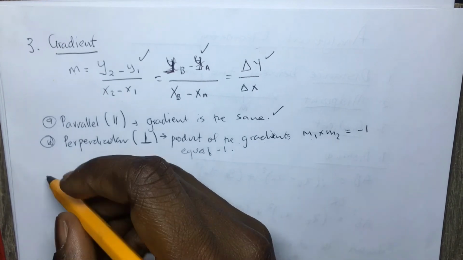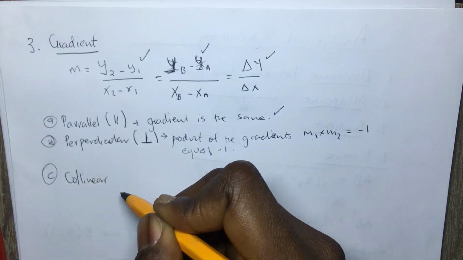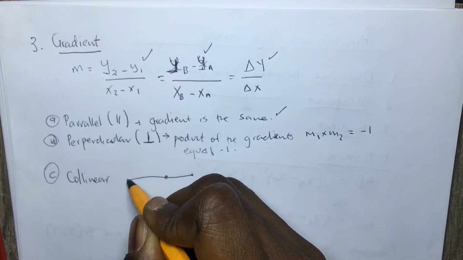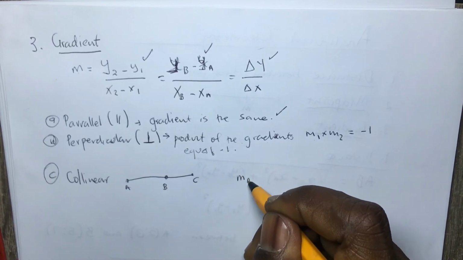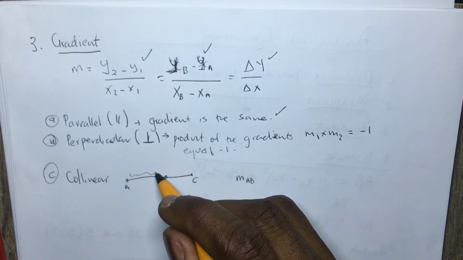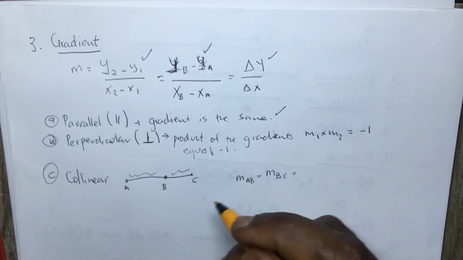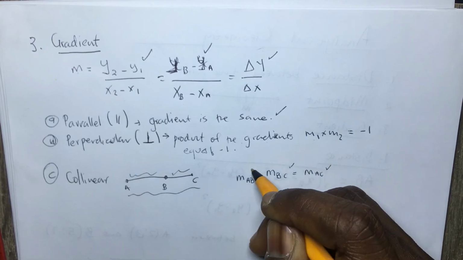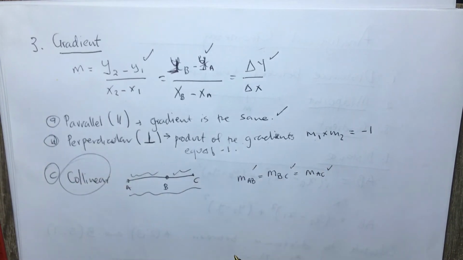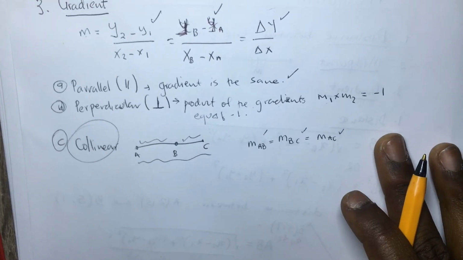It means they're perpendicular. And the last thing, it's collinear. Collinear are points that are on the same line. Let's say we have 3 points on the same line like that. So the gradient of AB must be the same as the gradient between BC and the gradient when you take the whole thing. So for points to be collinear, their gradient has to be the same.